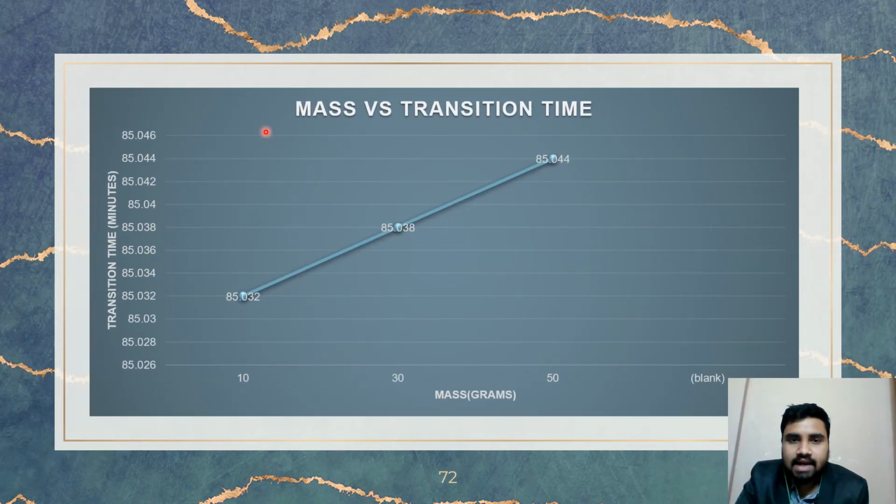We have plotted a graph between mass and transition time, where we can see there is an increase in transition time from 10 to 30 degrees and 30 to 50 degrees. But the change is very small, which is 0.06 and 0.06.